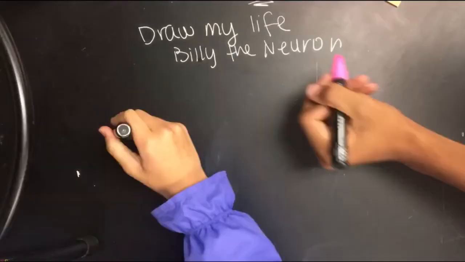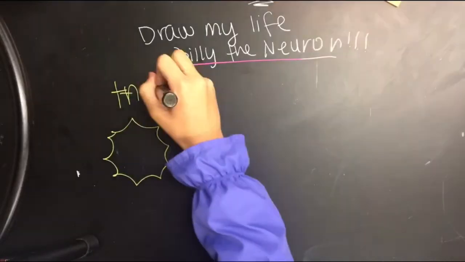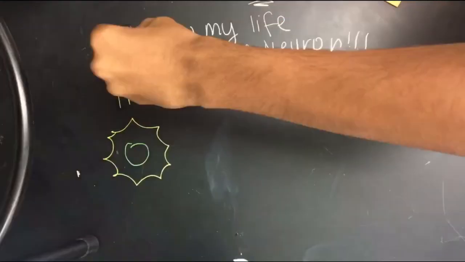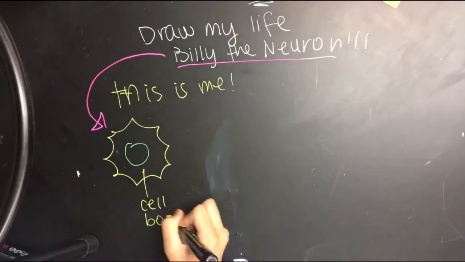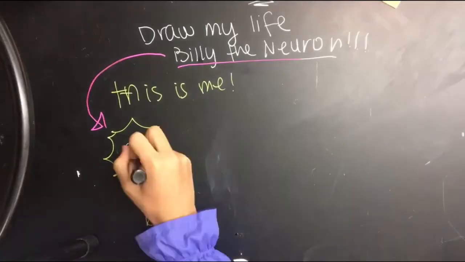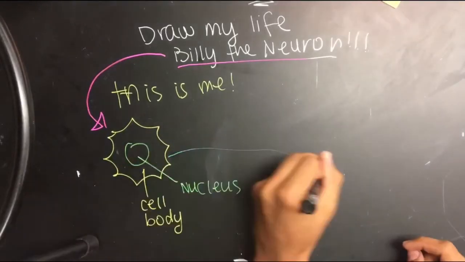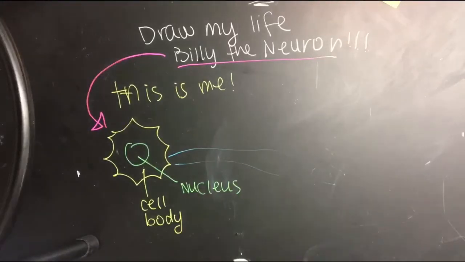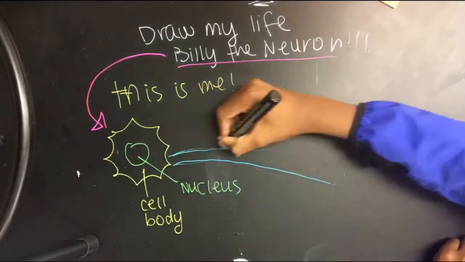To start off, I have a cell body that contains all my organelles, including my nucleus. Then I have an axon that attaches to my cell body. That is what transmits the signals I want to send to other neurons. Oh, and don't forget the axon hillock that connects my axon to my cell body and generates my signals.